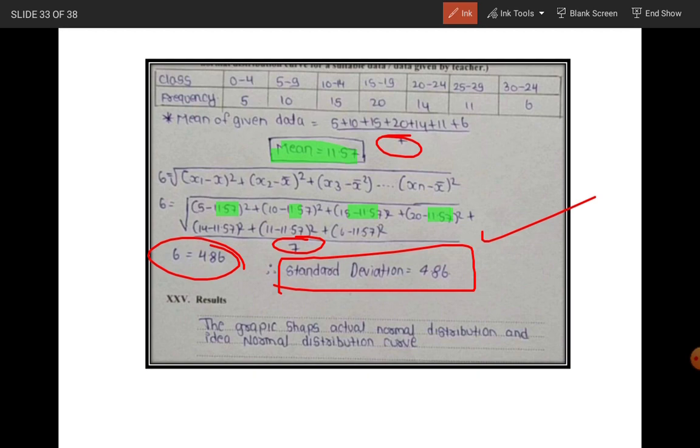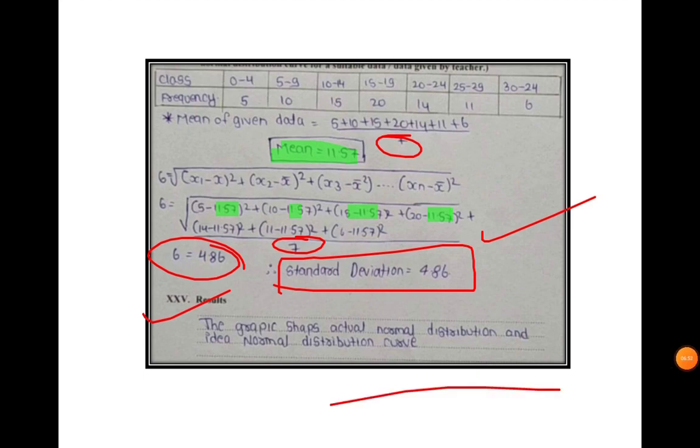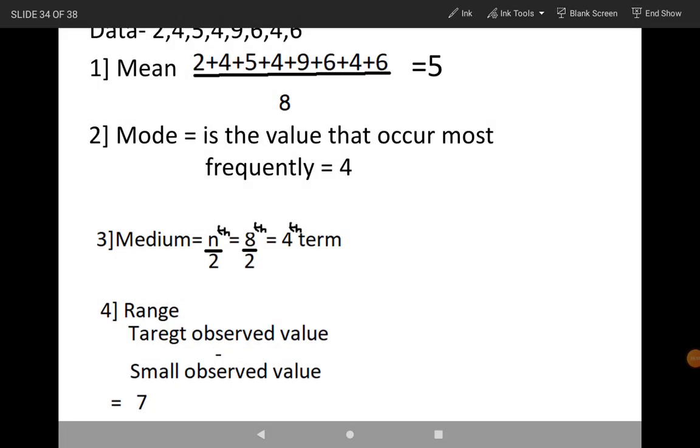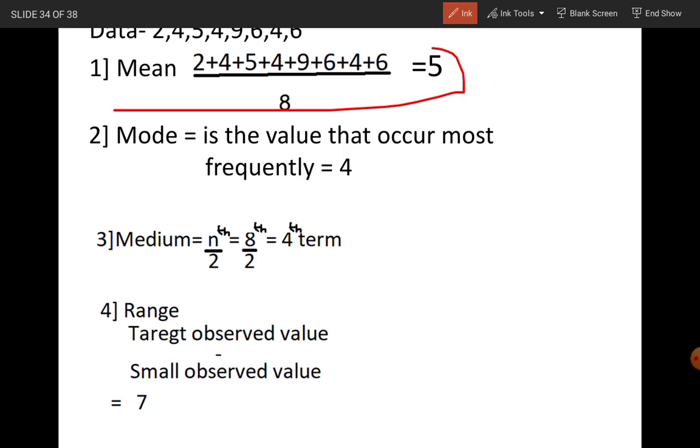Based on this analysis, we can also prepare a graph which shows the actual normal distribution and the ideal normal distribution. We will see the detailed analysis, which looks somewhat like this. This is what we did for the mean. The same is done for different data. Over here the total count is 8, that is 3, 3, 6, 7, 8, so we divided by 8.